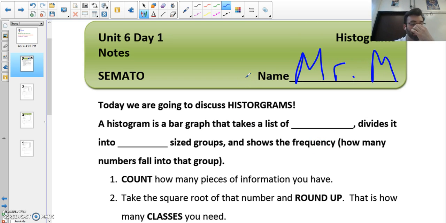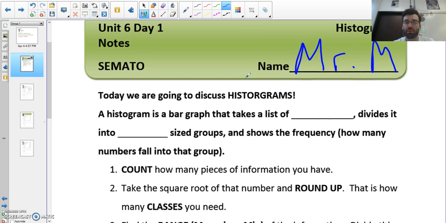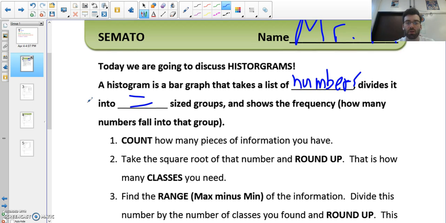Like I said before, a histogram is a bar graph that takes a list of numbers and divides it into equal size groups and shows the frequency, which is how many numbers fall into that group. So here are the steps to make a histogram. I wrote them all out for you. We're obviously going to do one together, okay?